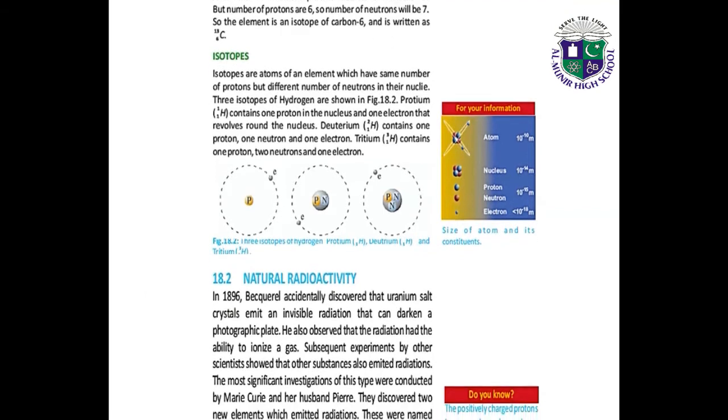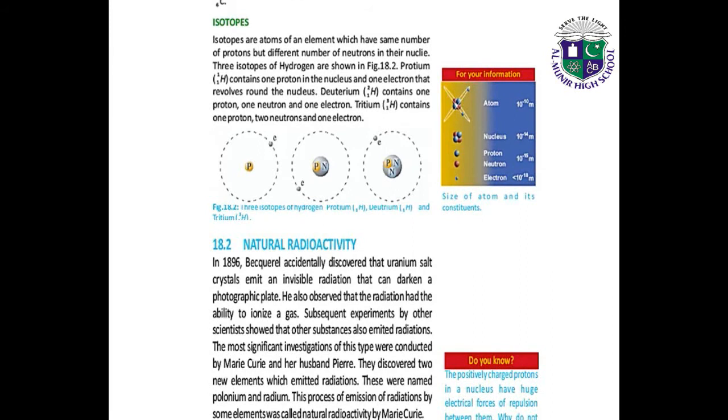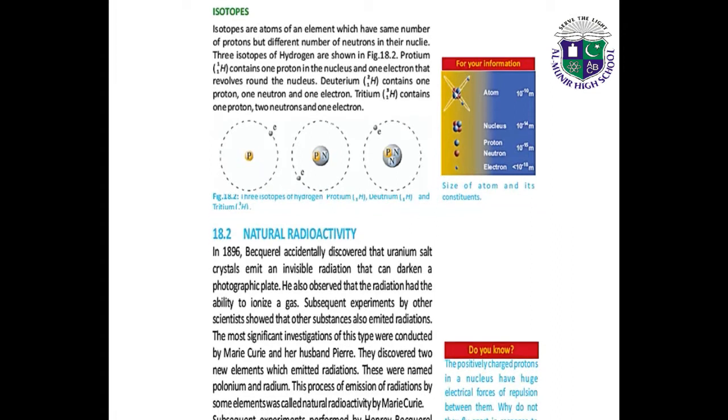Isotopes. What are the isotopes? Isotopes are atoms of an element which have same number of protons but different number of neutrons in their nuclei. 3 isotopes of hydrogen are given in this figure 18.2: protium, deuterium and tritium.